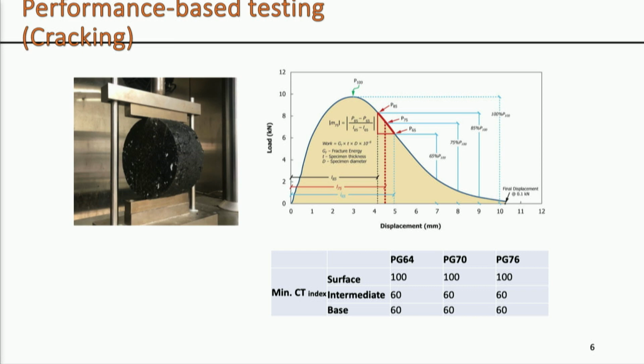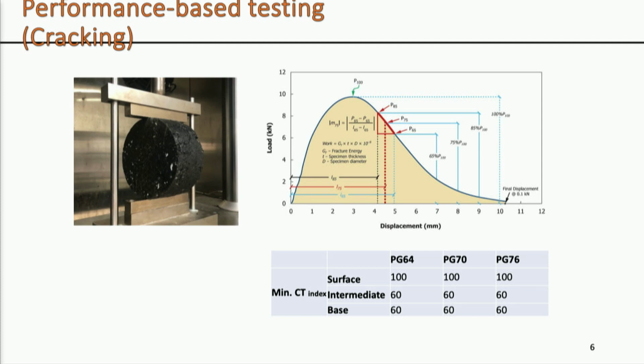So we have this specimen. We're pushing on the specimen, and we're measuring load versus deformation. So how much load we're applying and how much the specimen is deforming under that load. And then using all of this information, we calculate a parameter that's called the CT index. So the higher the CT index, the better the mix.